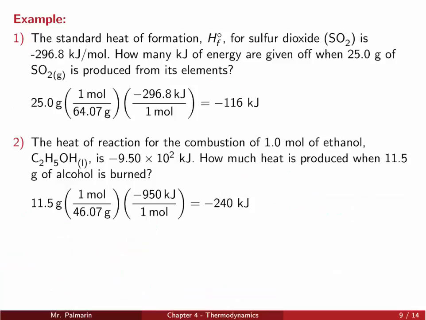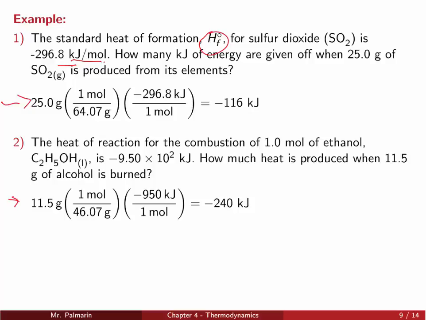So for instance, and these solutions are quite short, as you can see. Here are the solutions. So you should have read these over. I'm just going to go over them quite quickly. The first one says the standard heat of formation, HF, which I haven't talked about yet, but it gives you a value for it. For sulfur dioxide it is negative 296.8 kilojoules per mole. That's the key. That is kilojoules per mole, kind of like molar mass, right? Grams per mole. Here, this is kilojoules per mole. Asks how many kilojoules of energy are given off when 25 grams of SO2 is produced from its elements.